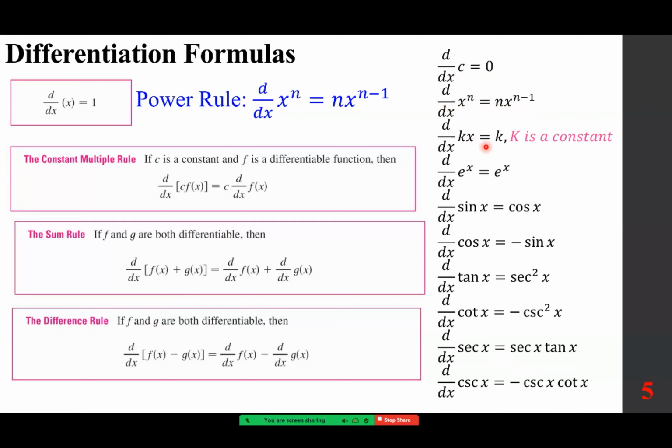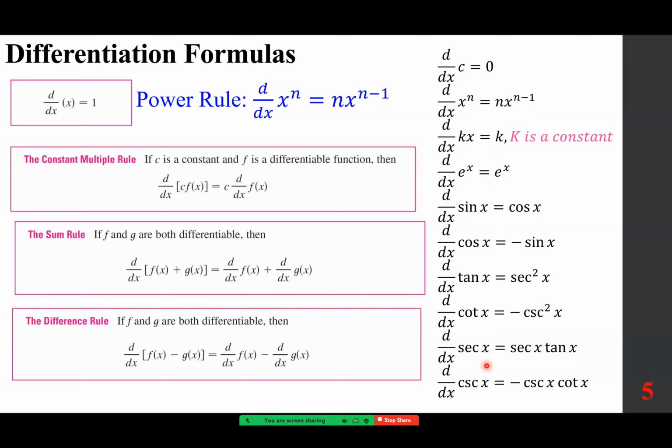The derivative of k times x equals k. We are assuming k is a number. So for example, 5x gives you 5. The derivative of e to the power of x is itself, sine is cosine, cosine is negative sine. We will look at the rest of them later on. But for now, we are concerned with the first few.